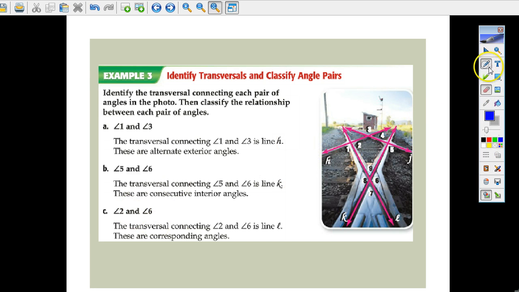For angle 5 and 6, the transversal connecting them is line K, and these are interior, they're the insides, and they're consecutive, right after the other, so consecutive interior angles. Okay, good. Next, angle 2 and 6. The transversal connecting angle 2 and 6 is line L. Okay, line L here. And they're corresponding angles.